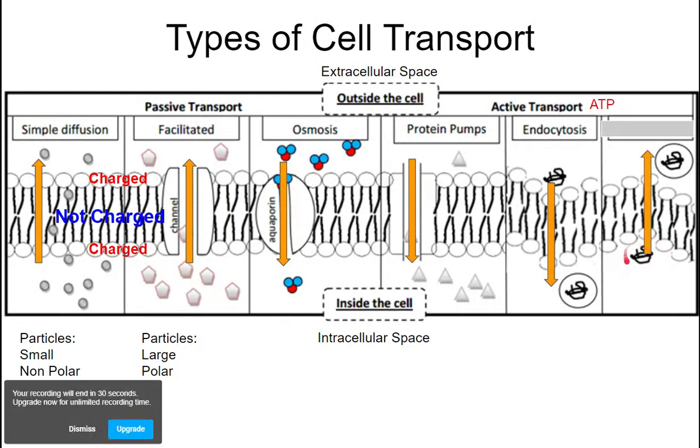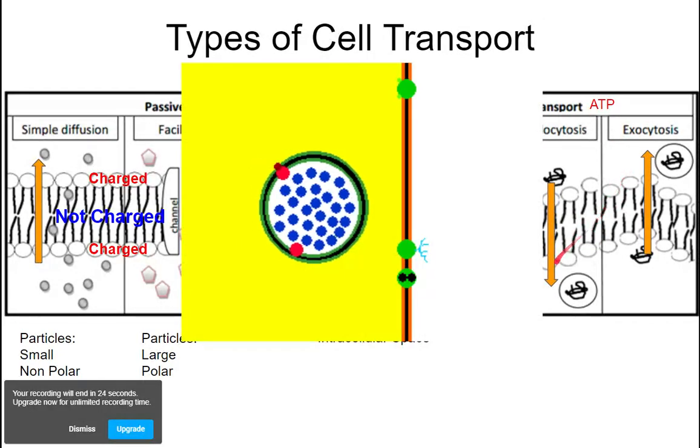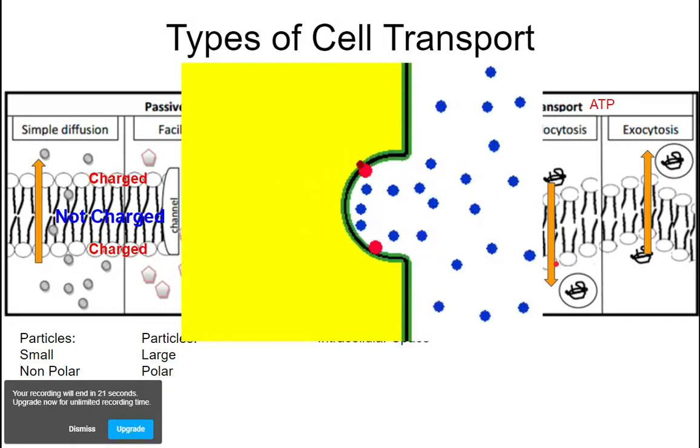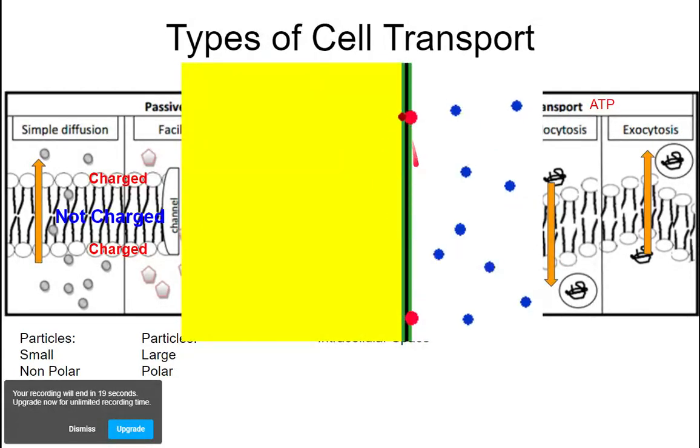Our final one is similar but opposite. We're taking the macromolecule and moving it out of the cell. That is called exocytosis. You know that the term exo means exit or out. So here we can see exocytosis at work. The vesicle is actually joining up with the membrane.